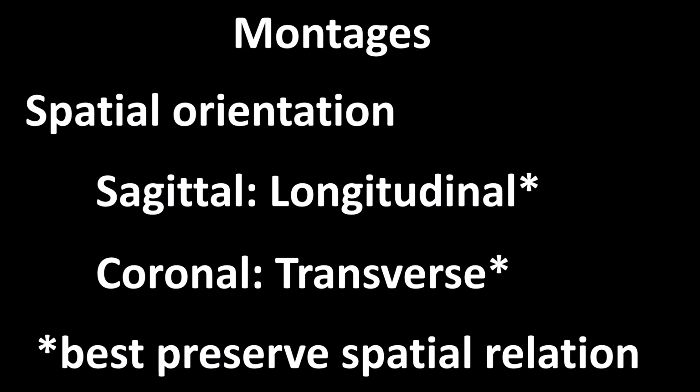The classification of montages based on spatial orientation is very simple. Sagittal montages go from the front to the back in the direction of the sagittal suture. They are best at preserving longitudinal spatial relation. Coronal montages go from the left to the right. They are called coronal because the electrodes are placed in the direction of the coronal suture. They are best at preserving transverse spatial relation.